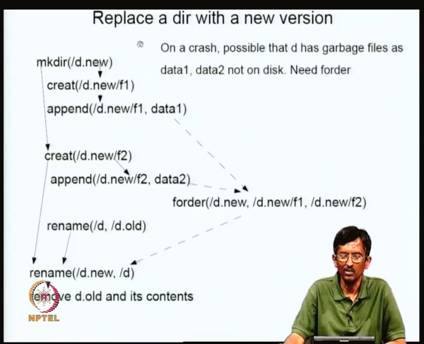So normally, if you don't have f order, it may be that D has some junk files in it, because data 1 and data 2 have still not made it to disk, because this path could be quite fast: make dir, create and rename. With f order you are guaranteeing that this happens in the same order, okay.